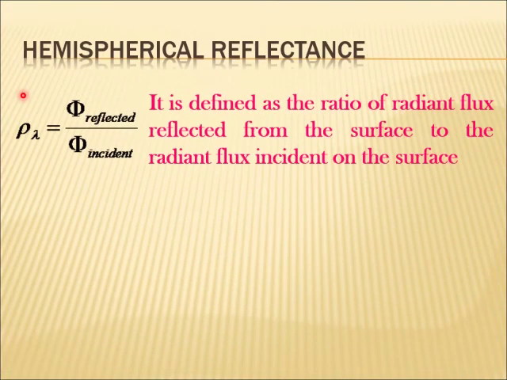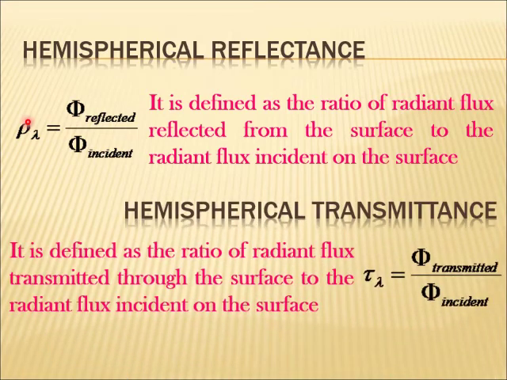If the hemispherical view is due to the reflections of radiant flux, then it is called hemispherical reflectance, denoted by rho lambda. Otherwise, if the hemispherical view is due to the transmission of radiant flux, then it is called hemispherical transmittance, and it's denoted by tau lambda.